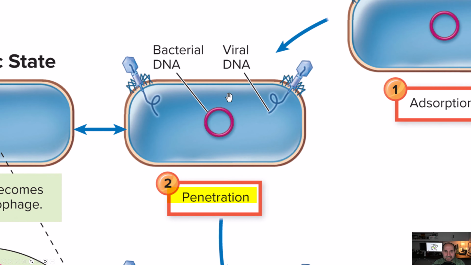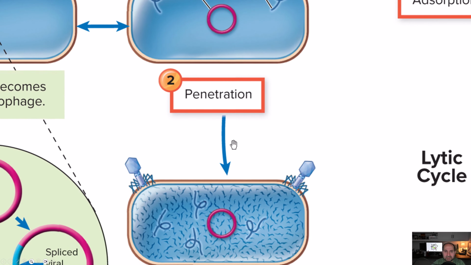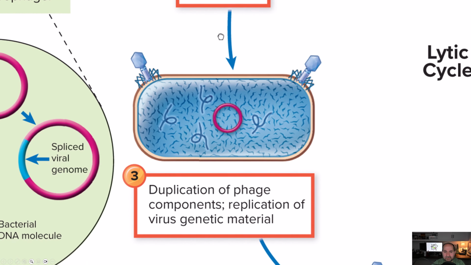And this is pretty neat. This pink circle represents the bacterial DNA. This is the circularized genome of the bacterium. However, the virus, if you notice, the virus is injecting its double-strand DNA genome into the E. coli cell. And it leaves its capsid coat, its complex capsid coat outside. Again, this is known as penetration.